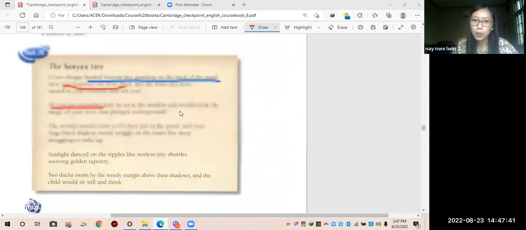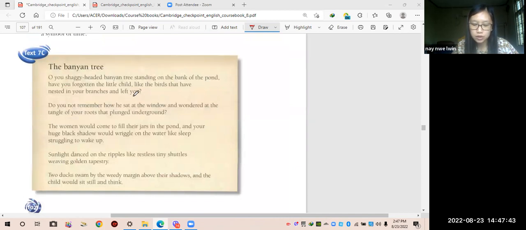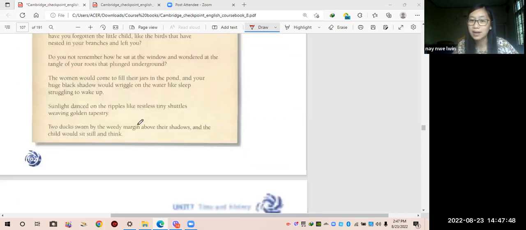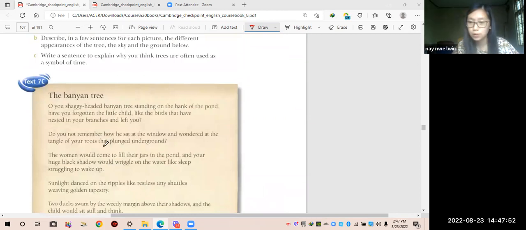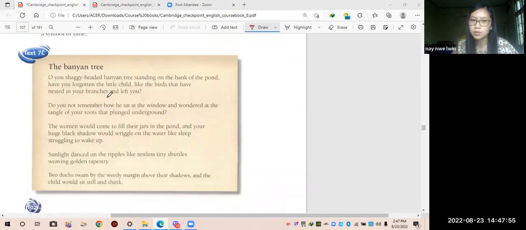All right, so the first one, he just wants to appreciate nature. As I told you, the hidden message is that the banyan tree represents nature. So the message is that we should appreciate nature and its power.